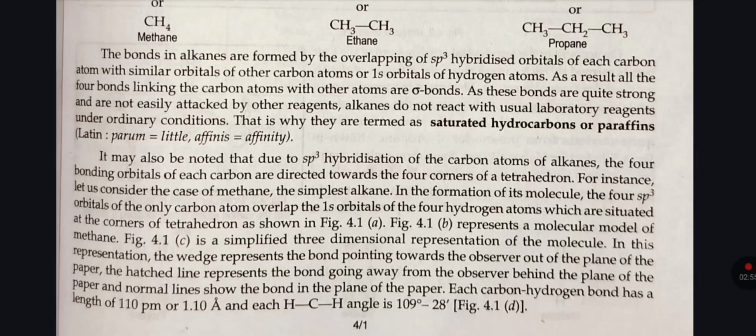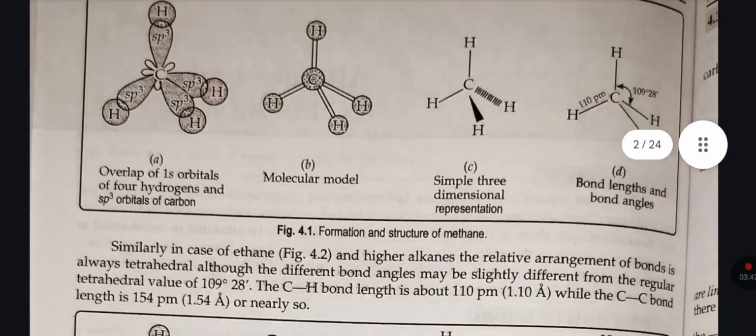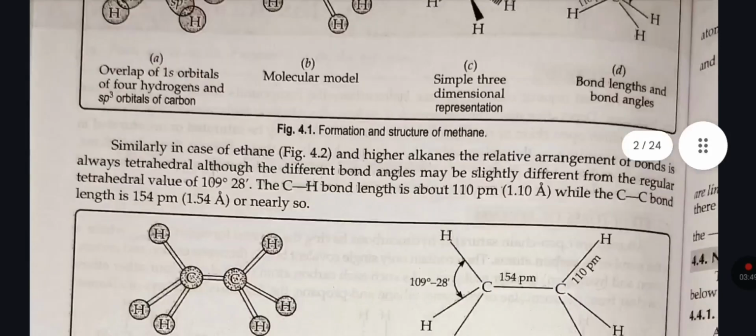Figure 4.1b represents a molecular model of methane. Figure 4.1c is a simplified three-dimensional representation of the molecule. In this representation, the wedge represents the bond pointing towards the observer out of the plane of the paper. The hatched line represents the bond going away from the observer behind the plane of the paper, and the normal line shows the bond in the plane of the paper. Each carbon-hydrogen bond has the length of 110 picometer or 1.10 angstrom, and each HCH angle is 109 degree 28 minutes. Figure 4.1d. So all these are explained in figure 4.1 that shows the formation and structure of methane.